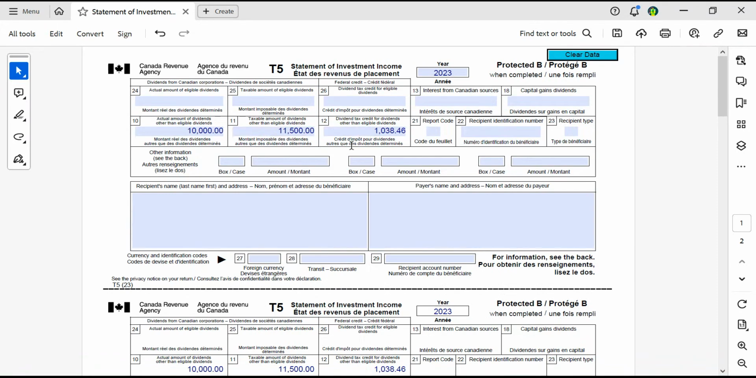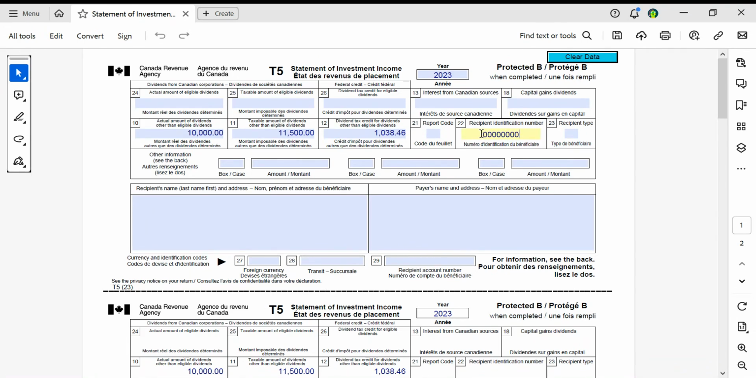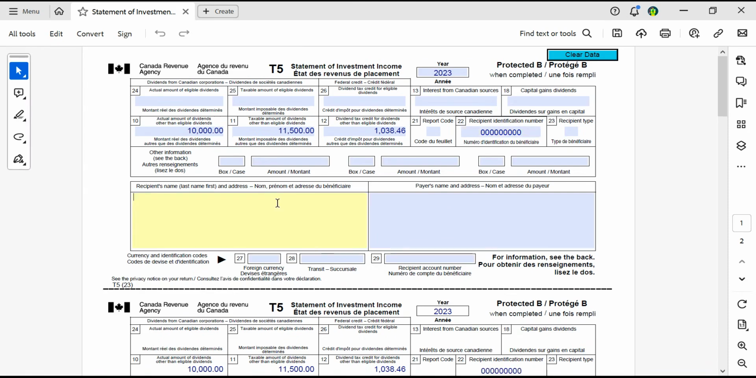So dividends were 10,000 grossed up by 15%. And then 9/13ths of the gross up is going to be $1,038.46. And the rest of it, for myself, I'm going to put my social insurance number here. So I'll just do zeros for now. And then I'm going to put my name here. And then I'm going to put the corporation's name here. And this is Canadian, so I don't have to worry about the foreign currency.